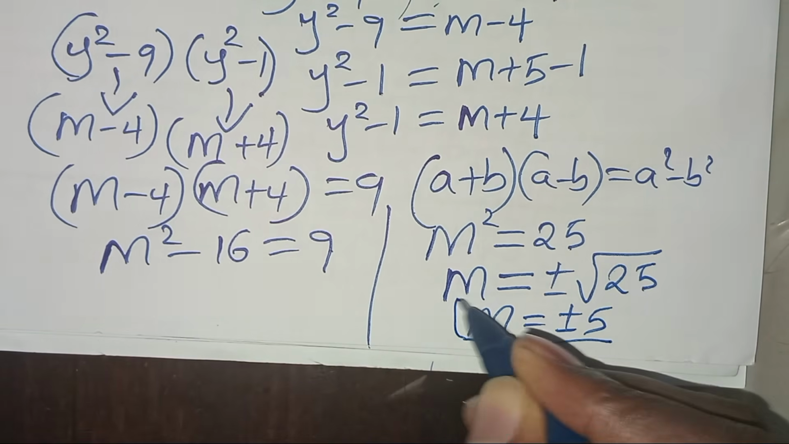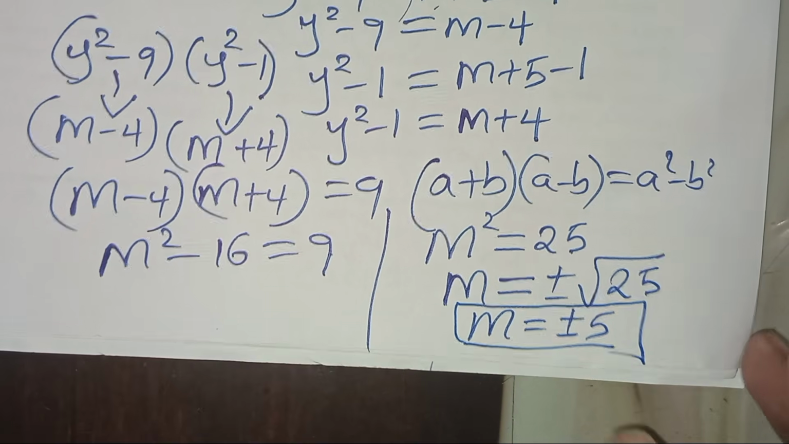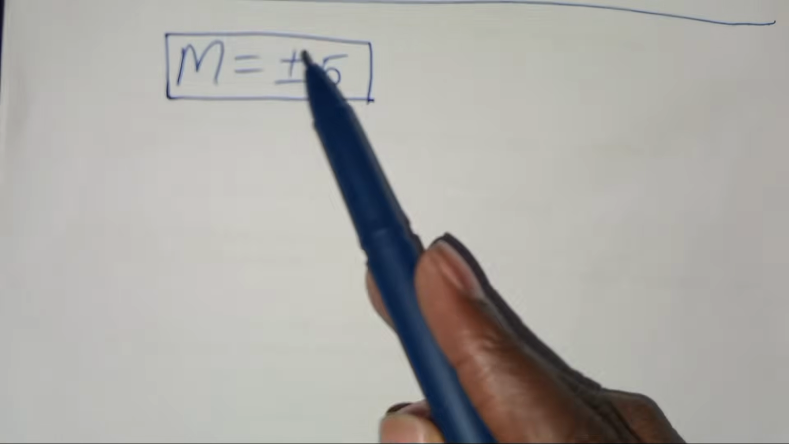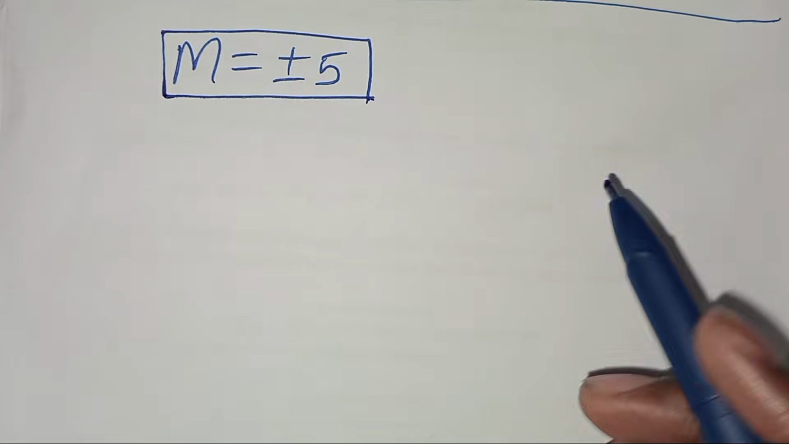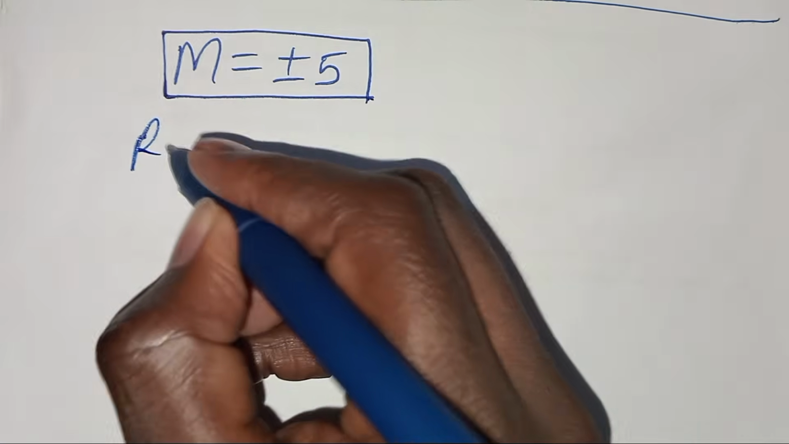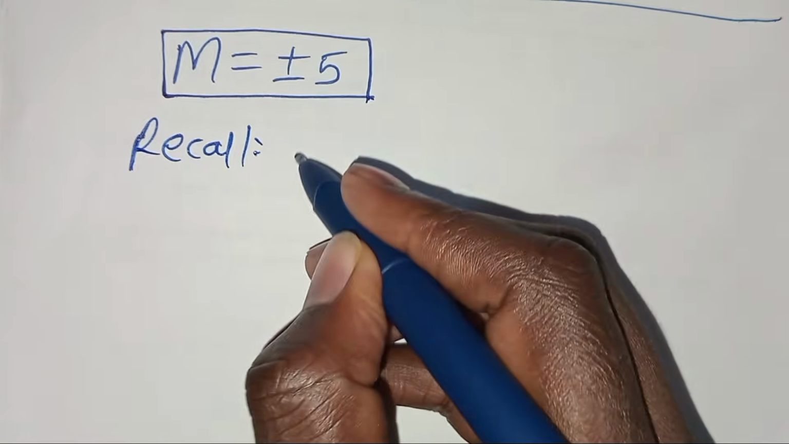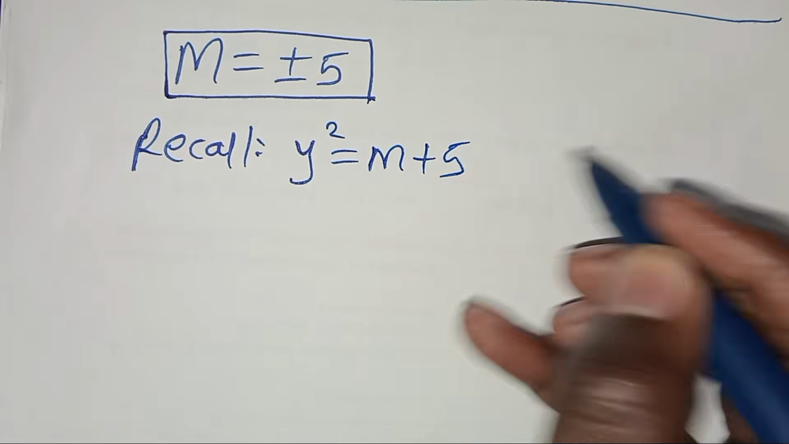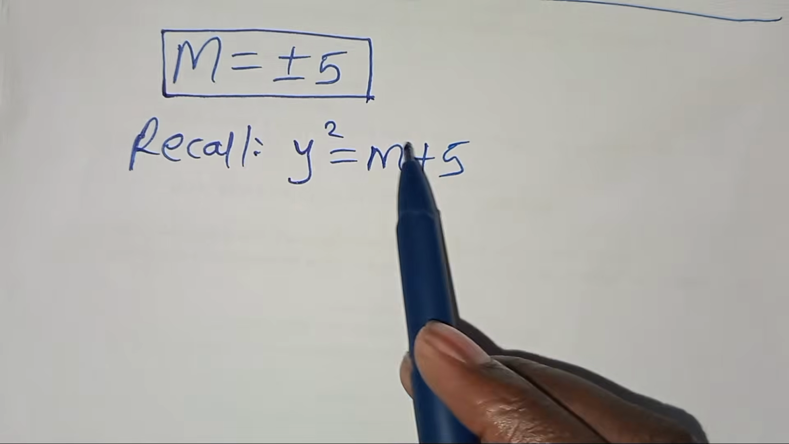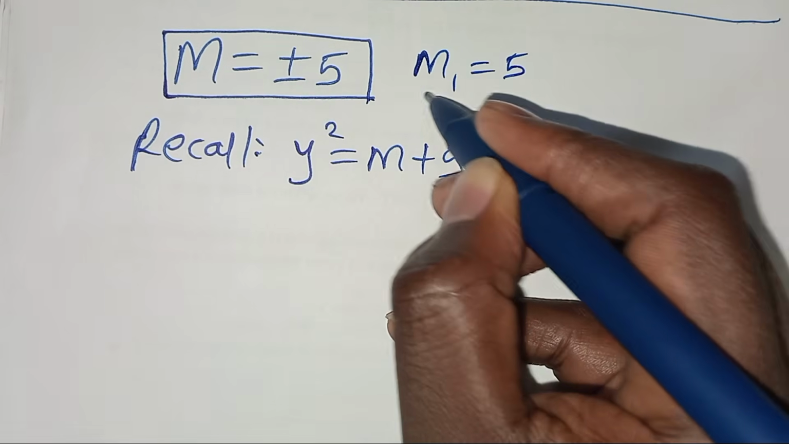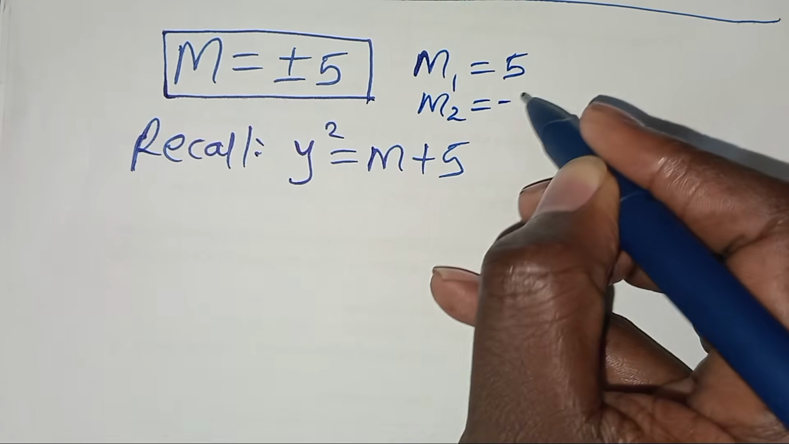Okay? So let's solve the value of y. Now we have m is equal to plus or minus 5. So let's get the corresponding values of y. If you recall, we had y squared, this is the same thing as m plus 5. Let's substitute the values of m. Remember here you have m1 as 5 and m2 as negative 5.